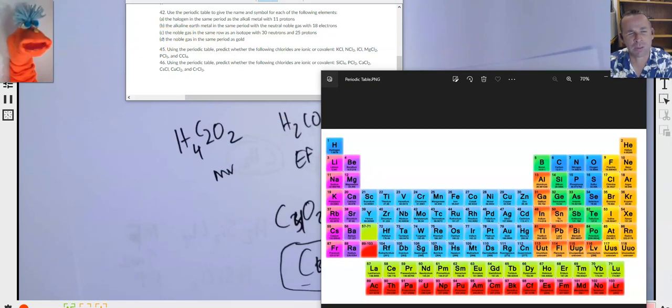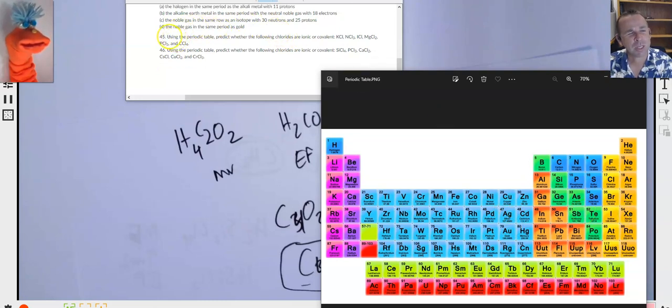The noble gas in the same row as an isotope with 30 neutrons and 25 protons. 25 protons, let's see, which one is that? That's manganese, 25. Very good. So we're looking for the noble gas in that row, and that's krypton. Okay, good. Noble gas in the same period as gold. There it is, xenon.